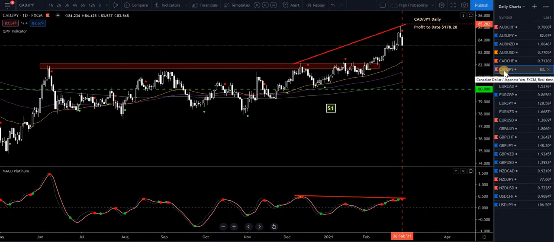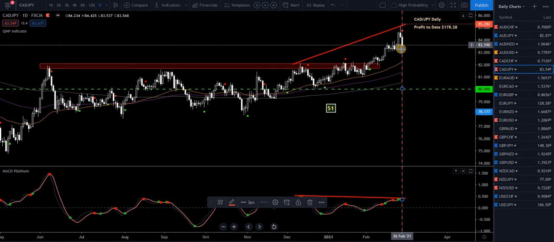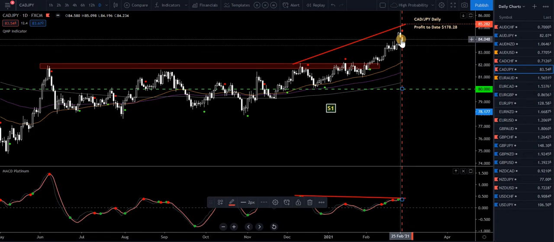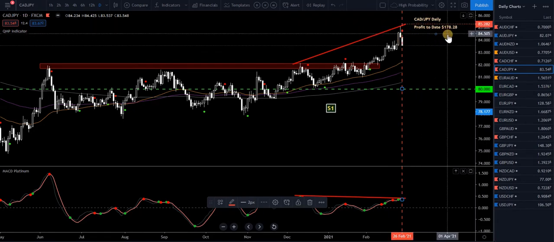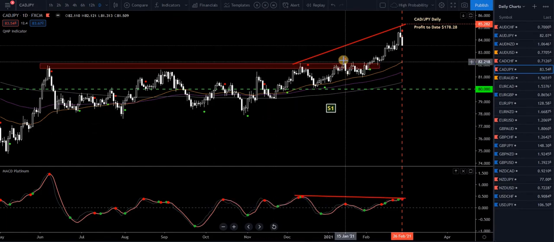CAD Yen. All right. Similar on Monday. Sell coming up. Oh, yeah, video's jammed up. Let's fix that up. Not much is happening there. All right. So Monday, we've got a sell signal here. CAD Yen. It's not one of my favourite pairs I like to trade, but we're going all right with it.